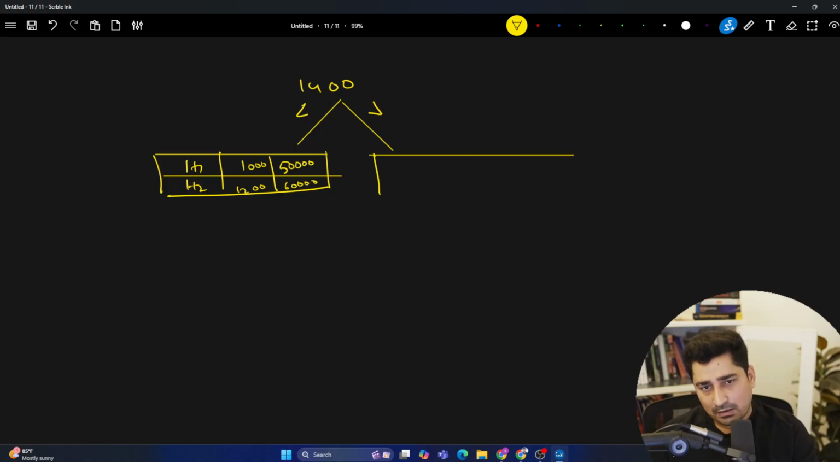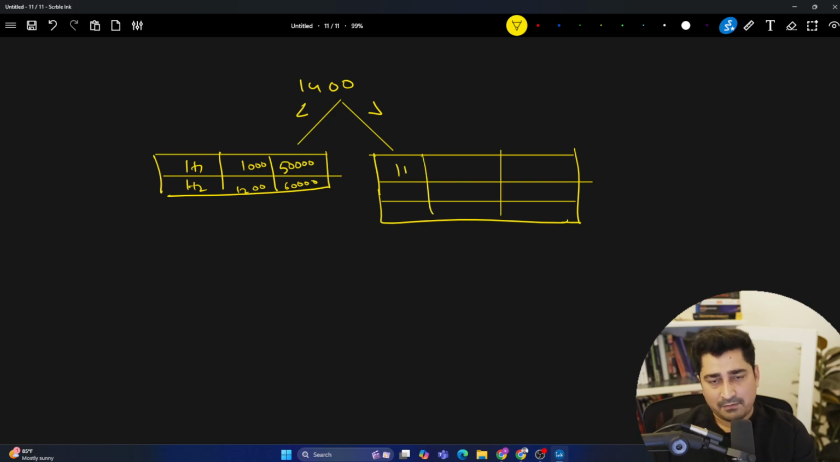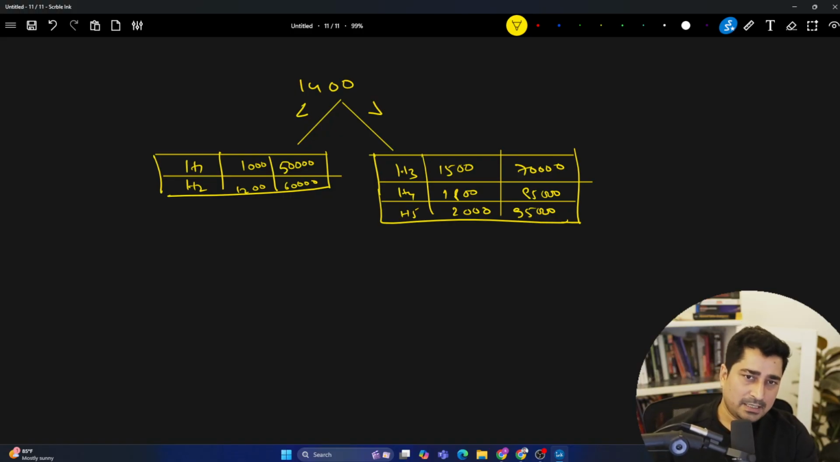Now on the right hand side, we have technically 3 data points. So we have H3, H4 and H5. We have basically 1500, 1800, 2000, and then we have 70,000 as a price, 85,000 as a price, and 95,000 as a price. Okay, so we are able to build the split.